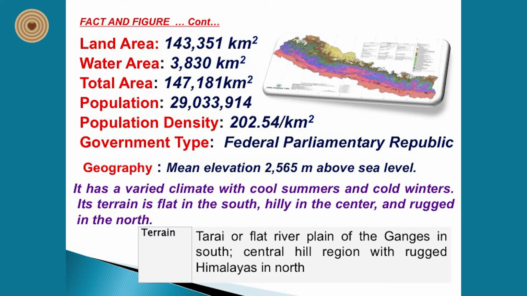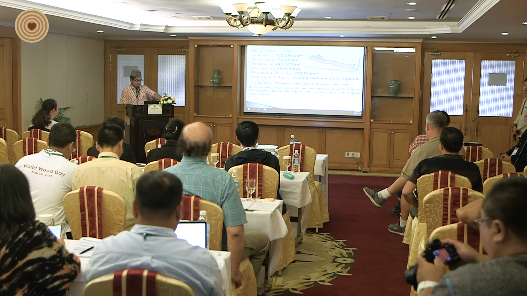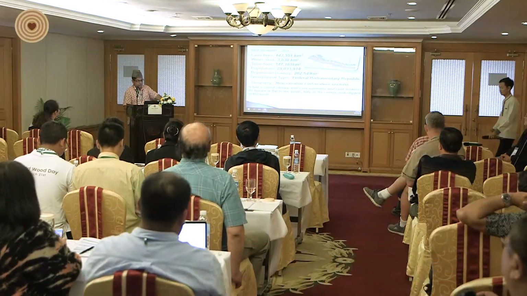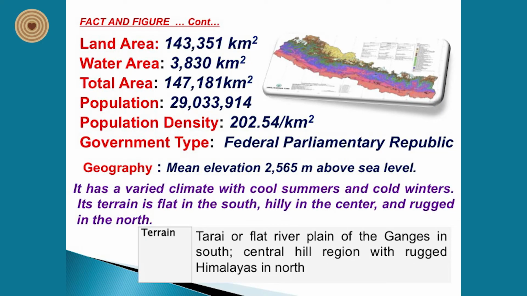Geography: mean elevation is 2,565 meters above sea level. It has a varied climate with cool summers and cold winters. The terrain is flat in the south, hilly in the center, and rough in the north: the Tarai or flat river plain of the Ganges in the south, the central hill region, and the rough Himalayas in the north.